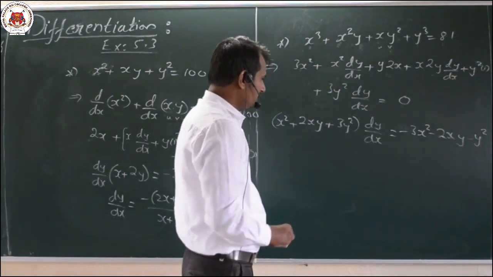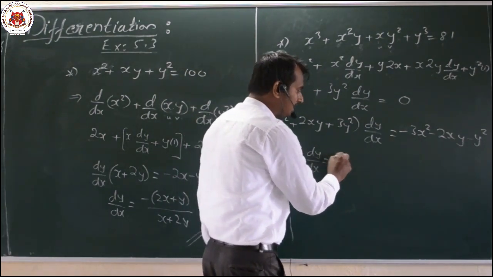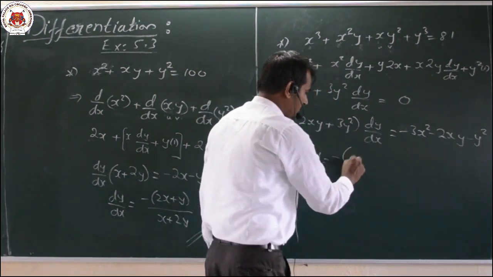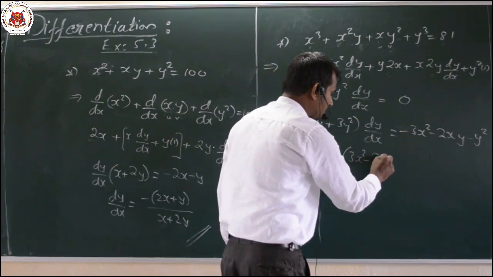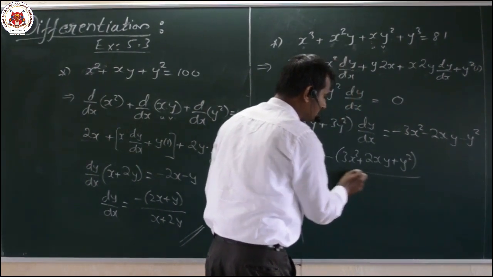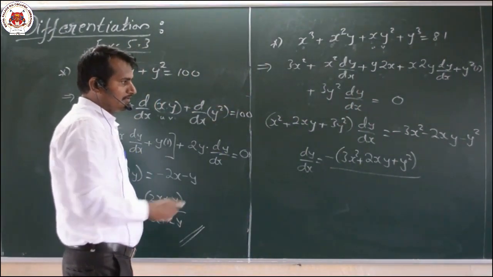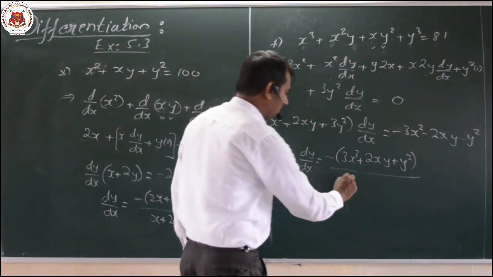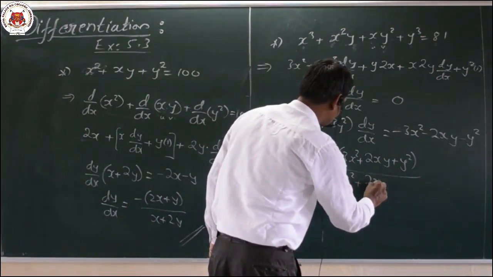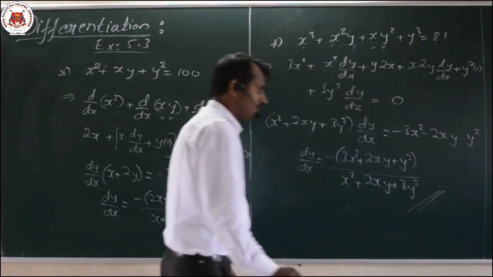Okay, just I will divide it, that is dy by dx equal to, I can take the minus sign common, that is 3x square plus 2xy plus y square, since I have taken the minus sign outside. Then divide by the whole thing, which becomes x square plus 2xy plus 3y square. That is your required result here.